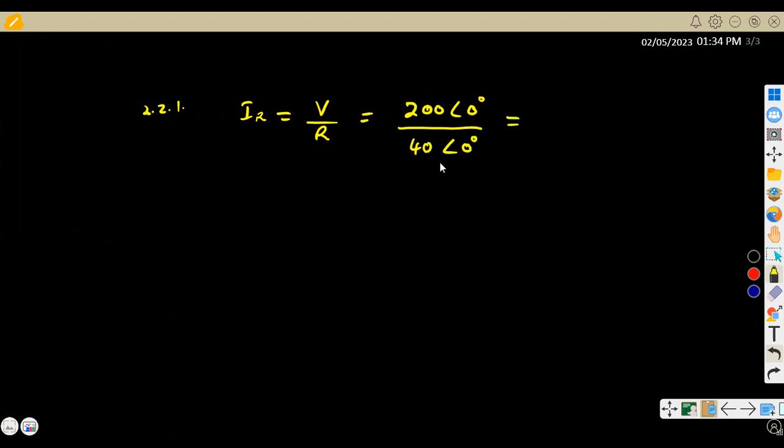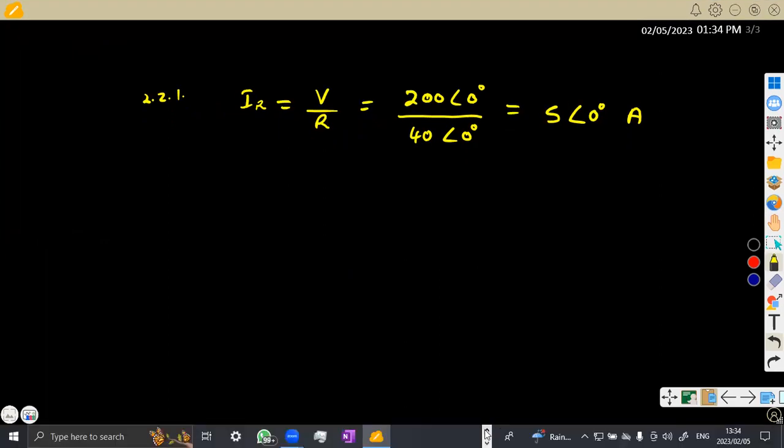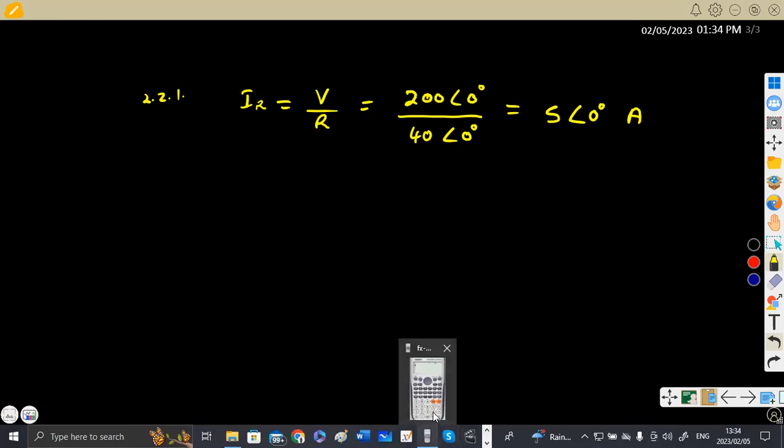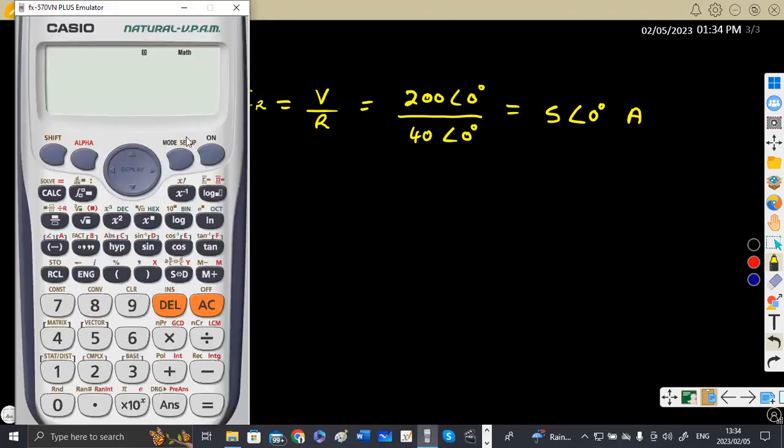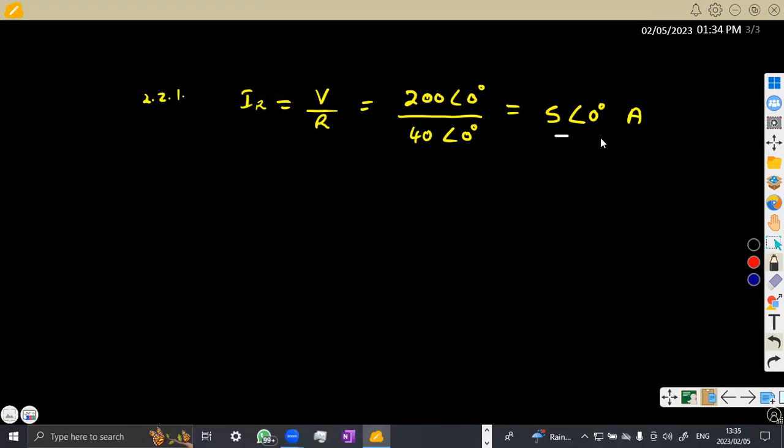So if we divide 200 by 40, that's 5 angle of 0. That's the current which is going to flow. But we are told to use the J notation. This is what you have on your calculator. Let me share the screen so that you can see what to do. You can leave it like that, but since it's J notation, you can also write it as a J. This is polar form, so you want to convert to rectangular form.